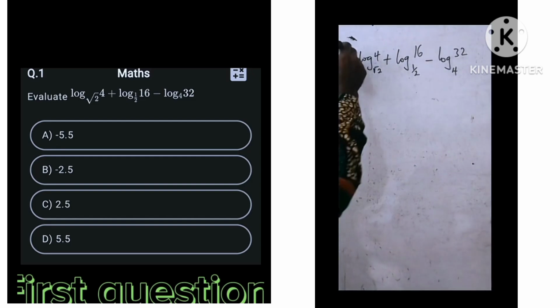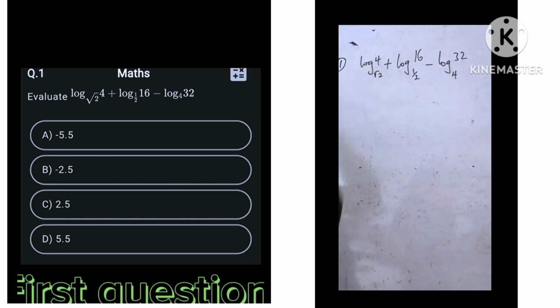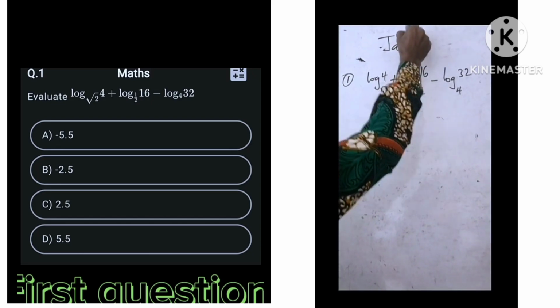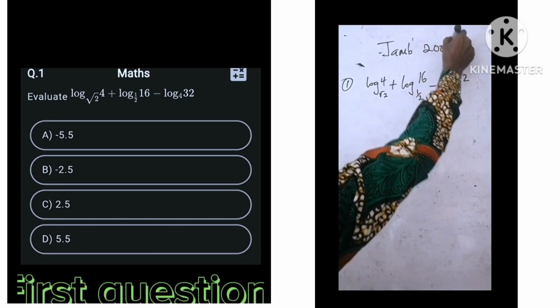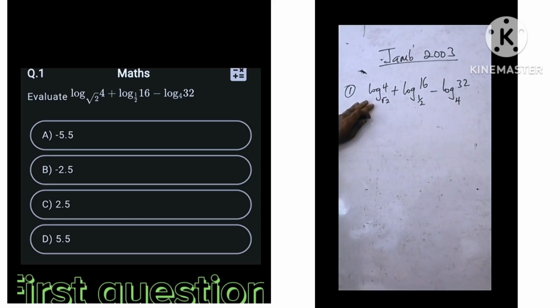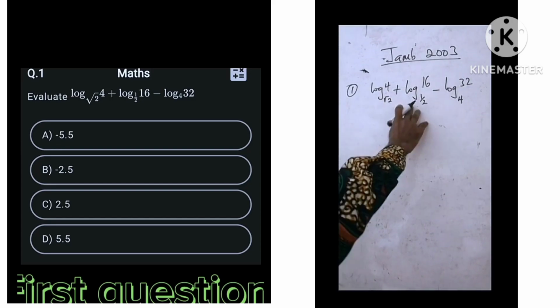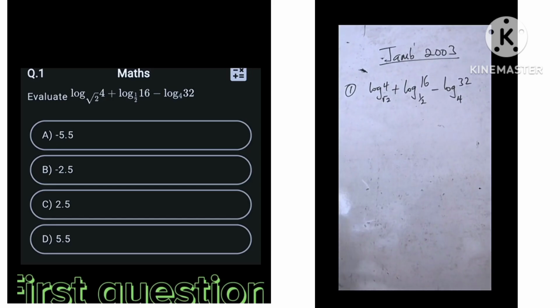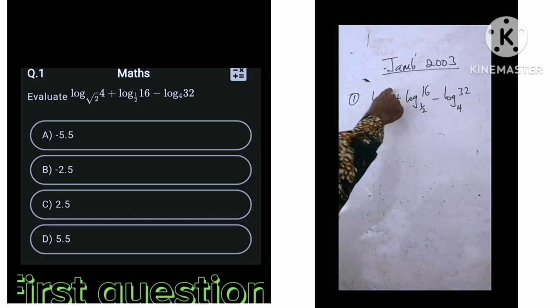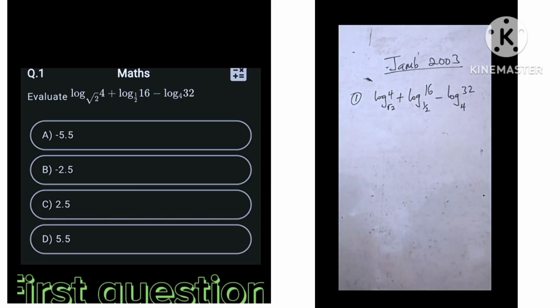Now this is question number 1. According to JAMB 2003, this is the question we are solving. So if you look at this, it is coming from the theorem of logarithms. Now if you look at this root 2, the index of root 2 cannot give us 4. So all we have to do here is apply change of base.